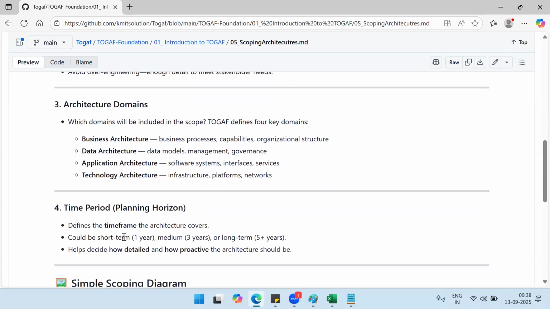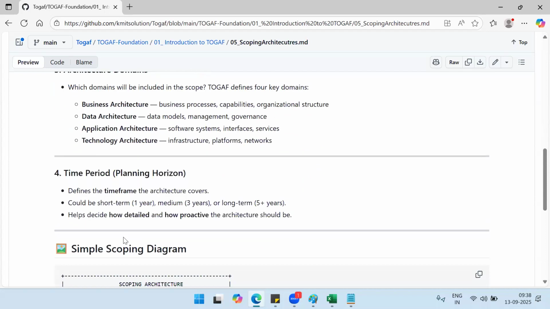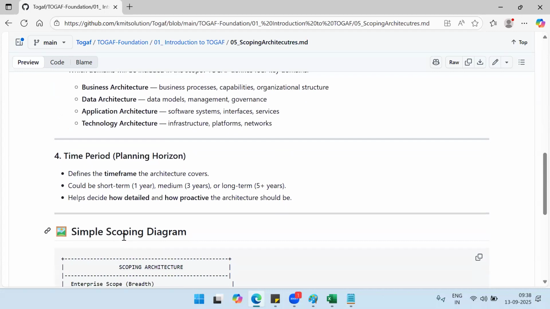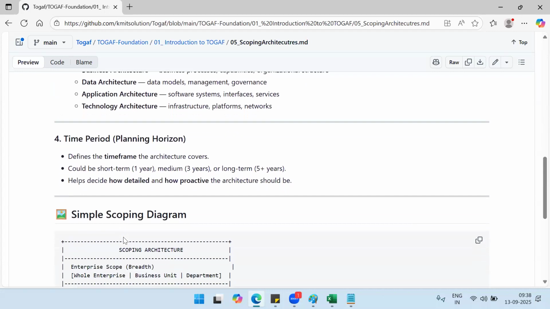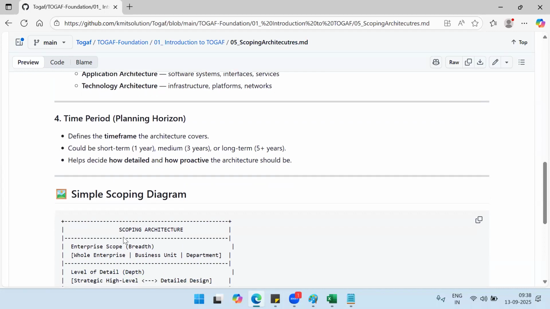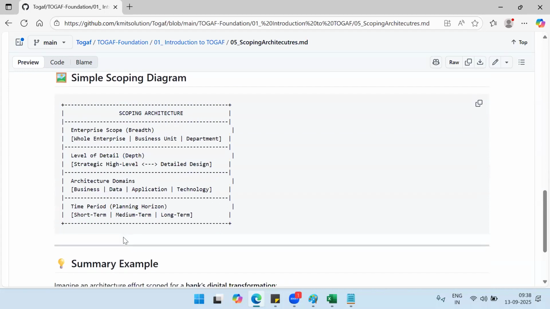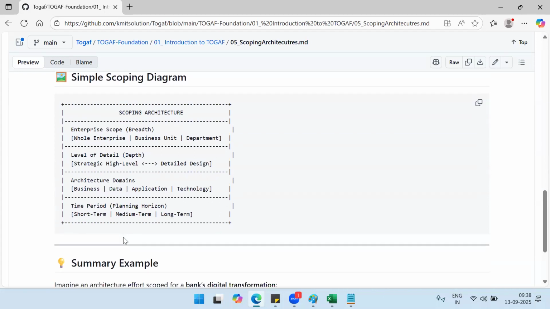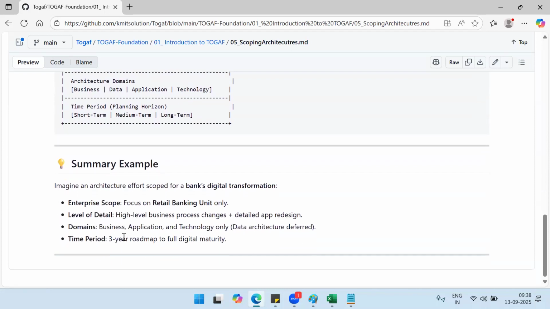Then we have the architecture domains that we have already discussed. Then we have the time period, which defines the time frame the architecture covers. It could be short term, which is 1 year, medium term, which is 3 years, and long term, which is 5 years. It helps decide how detailed and how proactive the architecture should be. Okay, so this is one diagram, right? I hope this is clear to everyone.